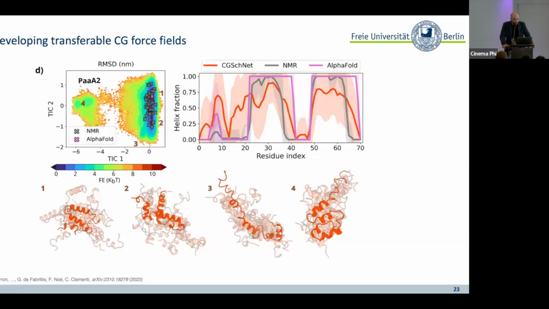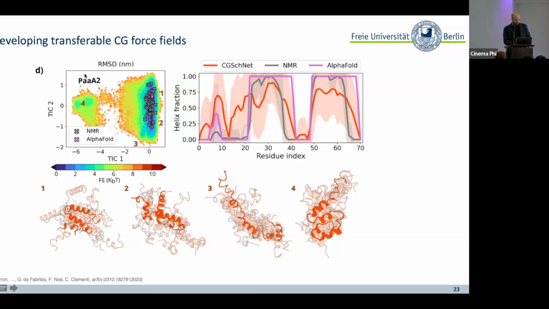Interestingly, we are also able to make predictions for IDPs. In particular here, we are looking at the secondary structure distribution in comparison with the NMR distribution. NMR is an experimental dataset that we have. And also in comparison with the AlphaFold prediction. Again, we are more flexible compared to those results, but this is somehow expected.